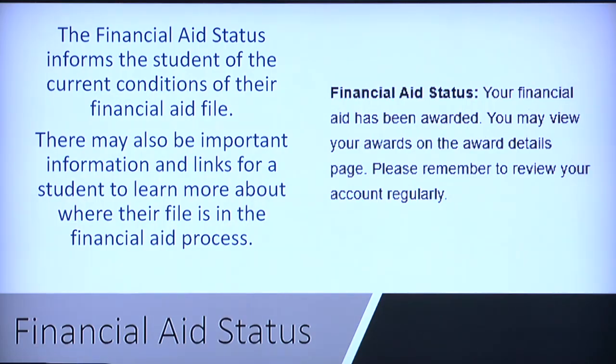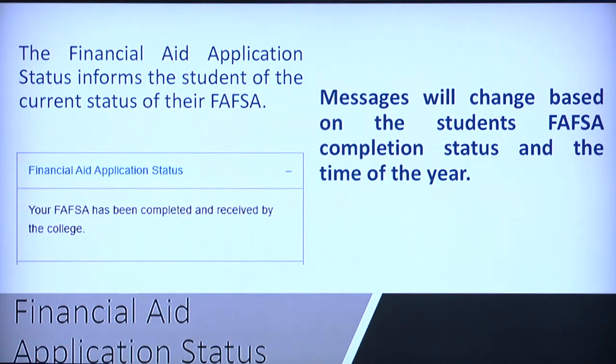Below the phase information and description, there will be the financial aid status itself that will display a description for the student of their file conditions. So there may also be important information and links in this area as well, so that way the student can find out more information on what they need to do. Below that, then we get into the dynamic menus that I told you about earlier.